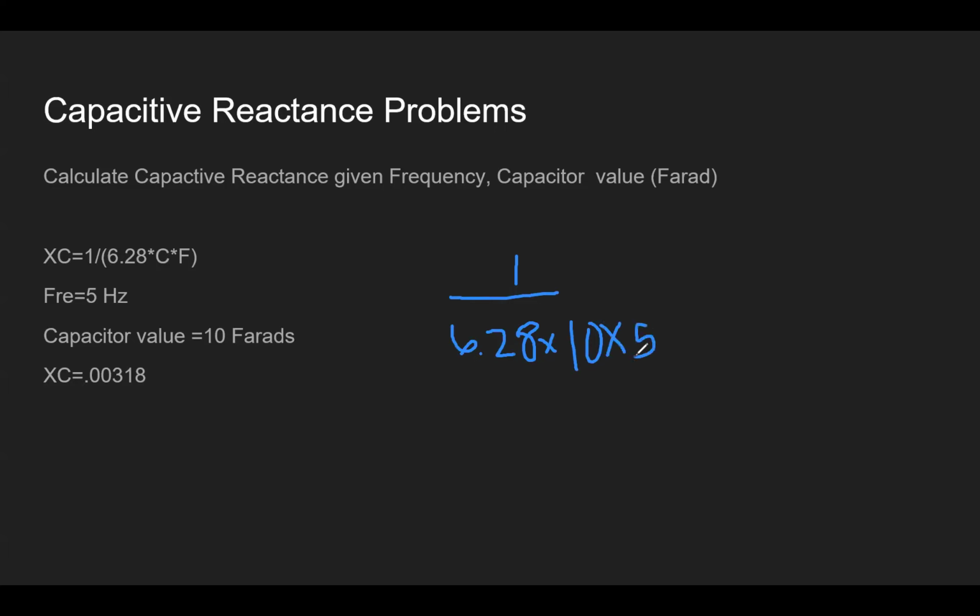I need my phone for this. I always do the bottom first, just because sometimes if you do 1 divided by, it'll mess it up. So I would do 6.28 times 10 times 5, and that's 314. 1 divided by 314 is 0.00318, which you can see is what I have written there.